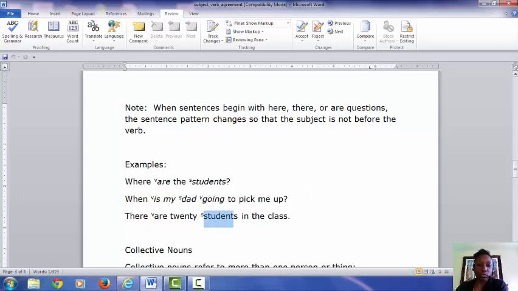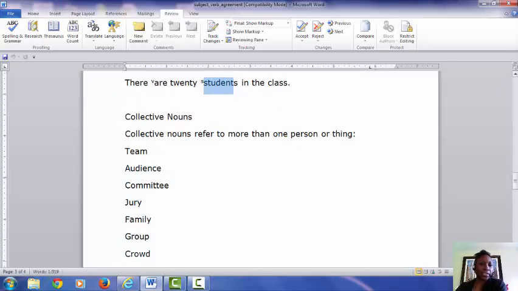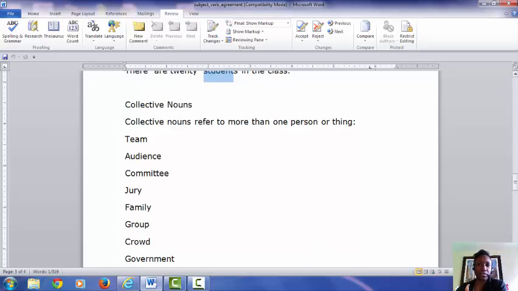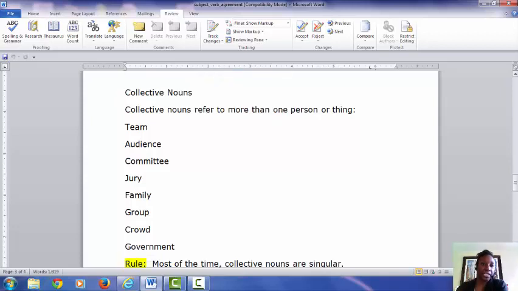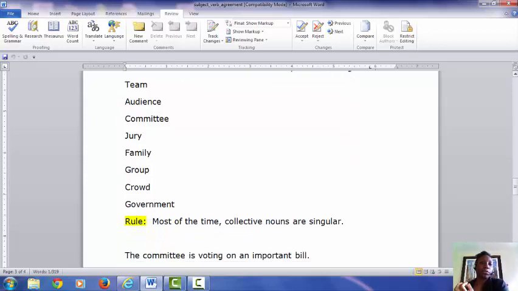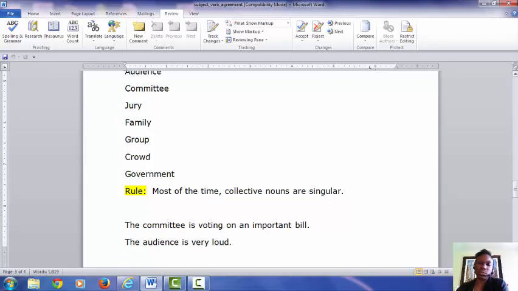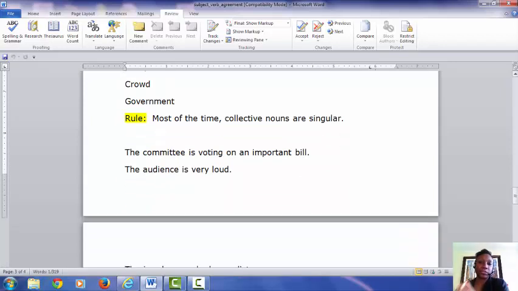Okay, moving right along. Collective nouns are nouns that refer to more than one person or thing, but they're seen as a singular kind of entity. So team is singular, audience, committee, jury, family, crowd, government. They seem like they're plural, but they're actually a collective unit, and they're usually singular.